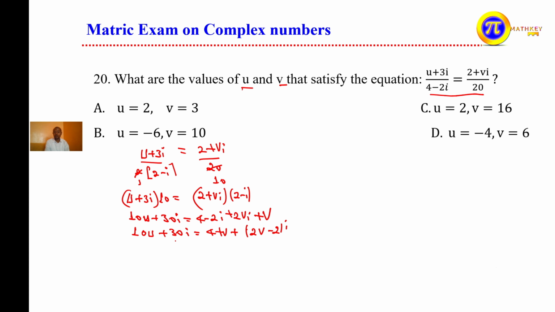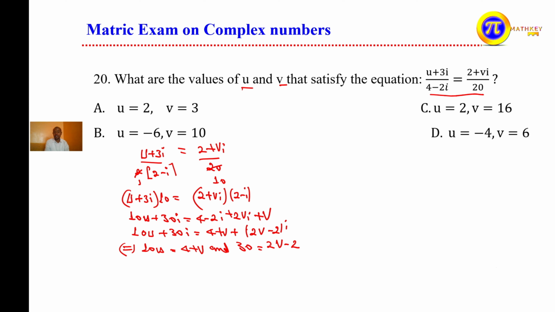After that, these two values are equal if and only if the real part at the left side is equal to the real part of the right side, and the imaginary part at the left side is equivalent to the imaginary part at the right side. This implies 10u is equal to 4 plus V, and the imaginary at the left side, that is 30, must be equivalent to twice of V minus 2.